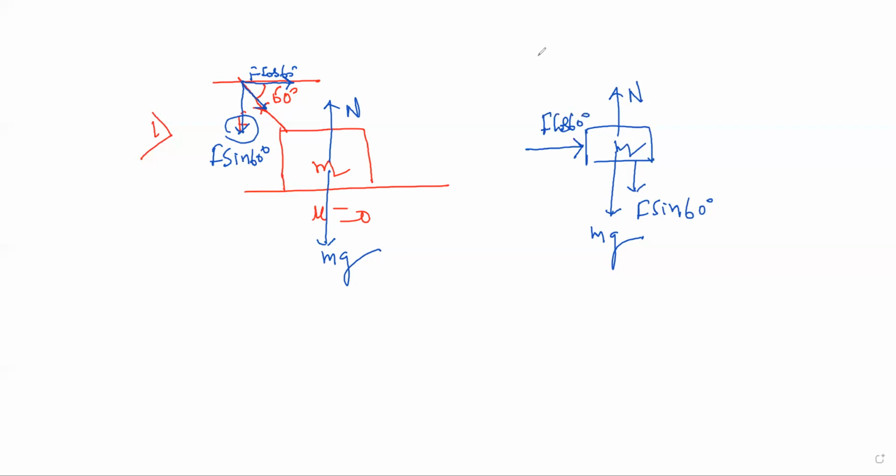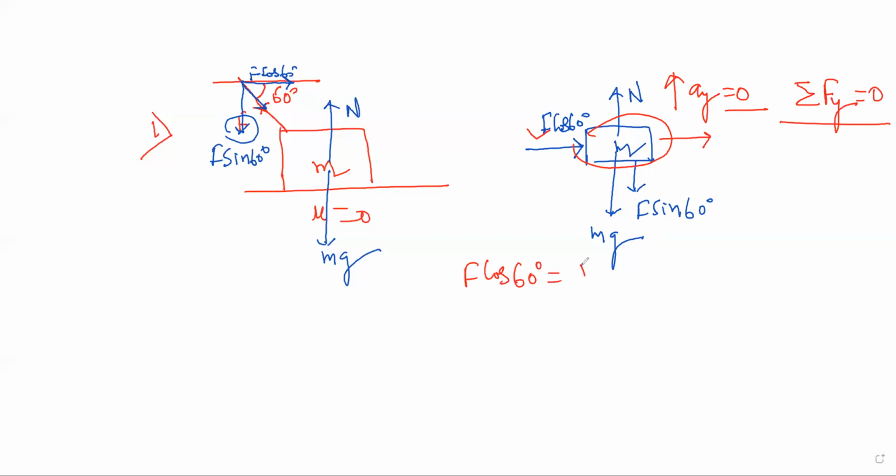Now since this block is not moving in the vertical direction, the acceleration along the y-axis is 0. So of course the summation of forces along the y-axis will also be 0. The only effective and dominating force on this block is in the horizontal direction, which is F cos 60. So F cos 60 is equal to mass times acceleration.